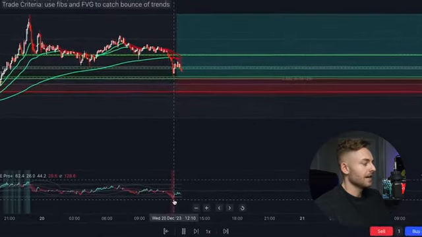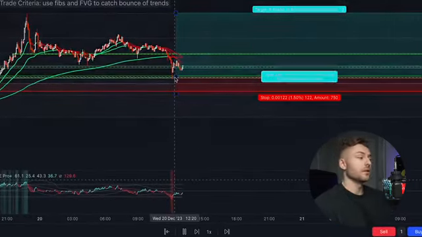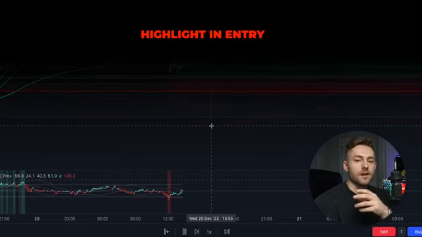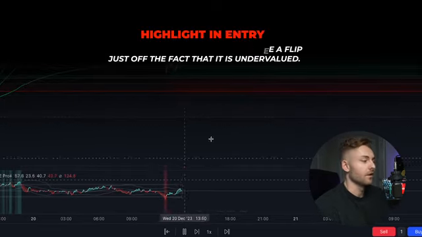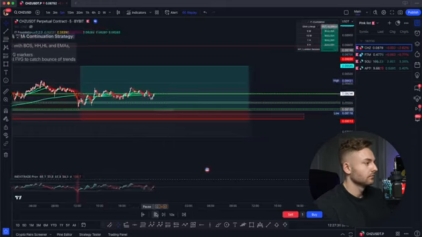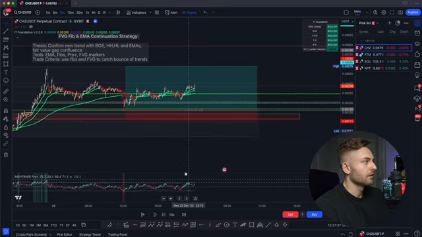So we also saw a highlight in entry. This is also something you can start looking for. A highlight into entry is oftentimes a good indication that we could see a nice flip just off the fact that it is undervalued. Right, you can see we got our first highlight strip here on a 5-minute.